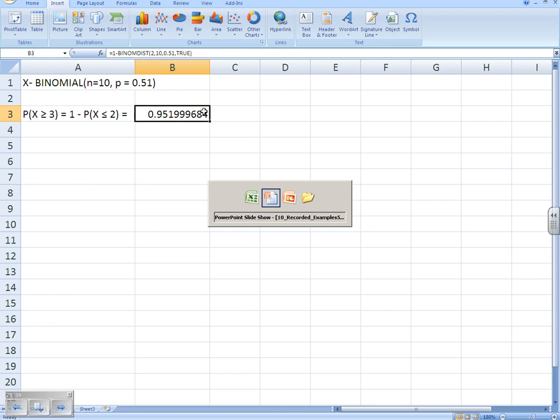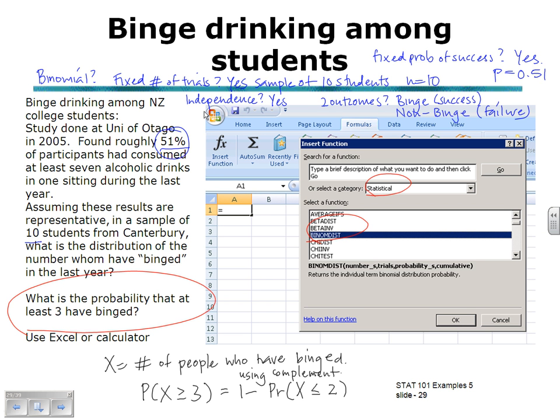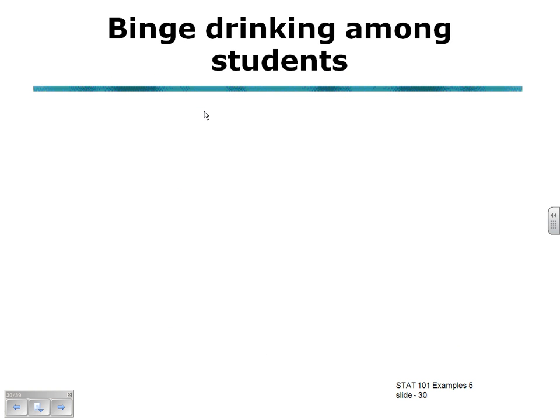So the probability that at least 3 have binged out of our sample of 10 students from Canterbury, the probability that we require is 0.952. And that's the end of example 8.